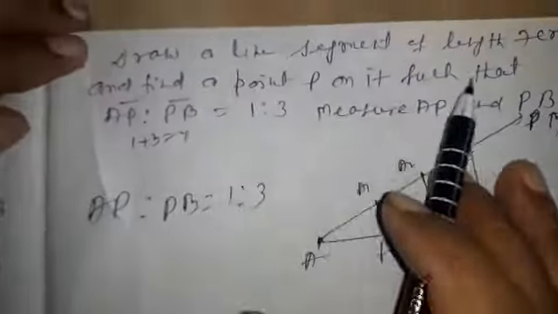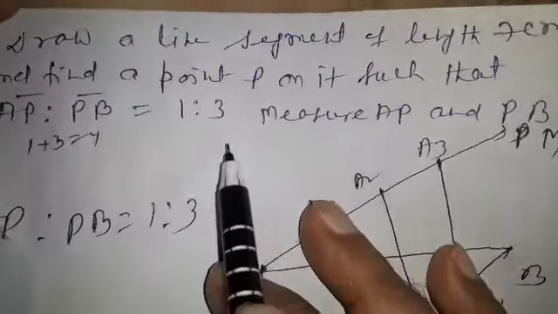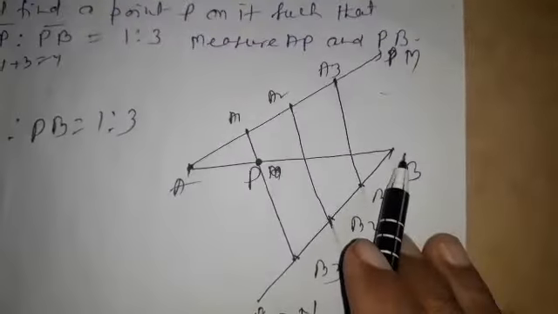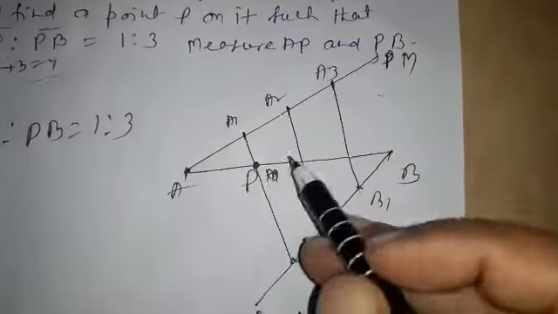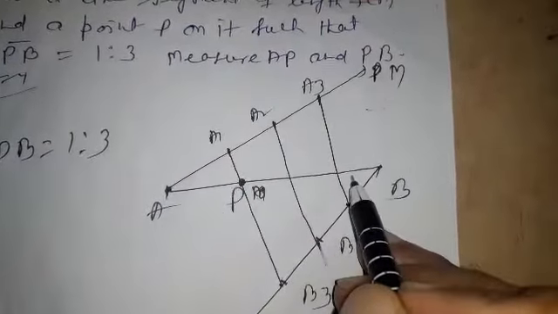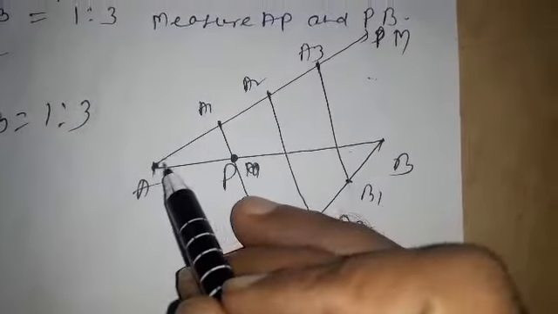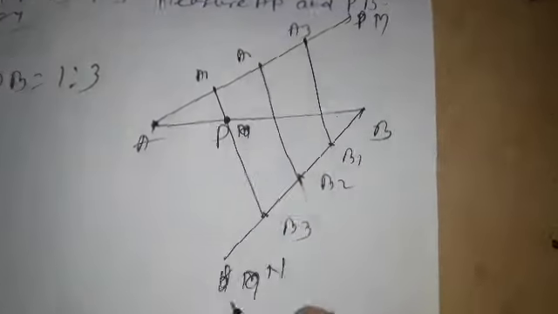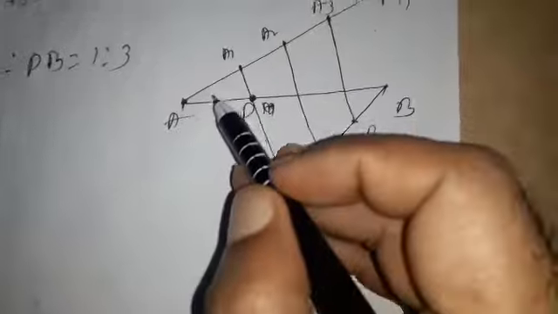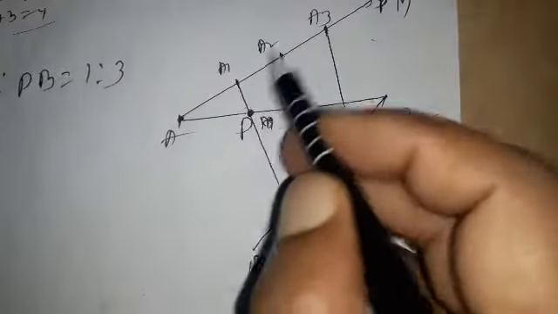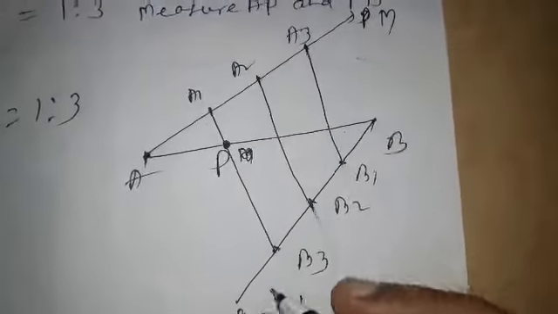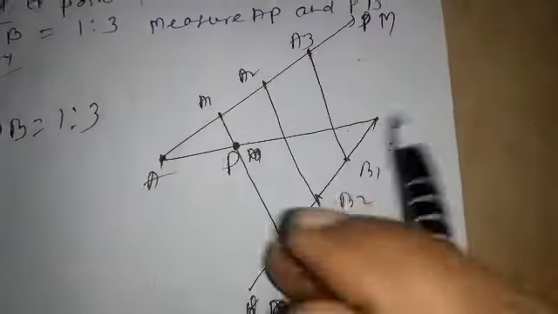In this question, draw a line segment of length 7 cm and find a point P on it such that AP by PB is equal to 1 is to 3. First of all, we will draw a line segment AB of length 7 cm. 1 plus 3 is equal to 4. It means we have to divide this line segment into 4 equal parts. For this, we take 3 points along AM and 3 points along BN of equal distances. So we are taking points A1, A2, A3 of equal distances with the help of compass, and along BN also B1, B2, B3.